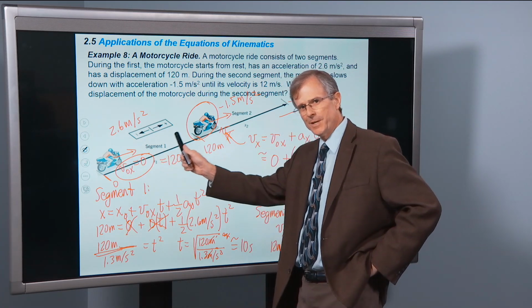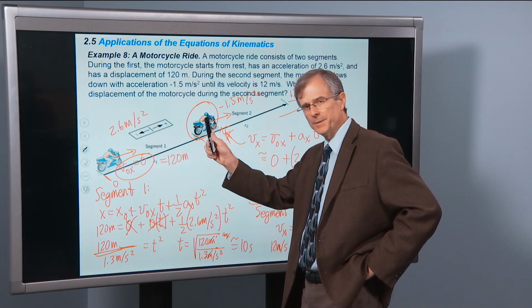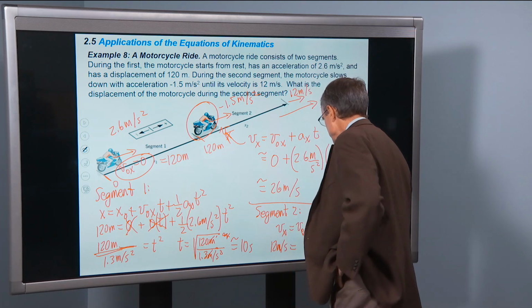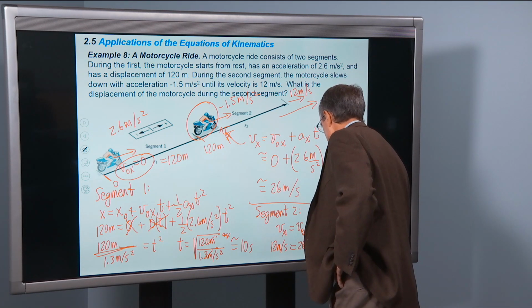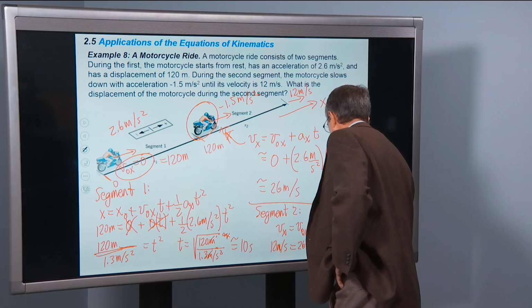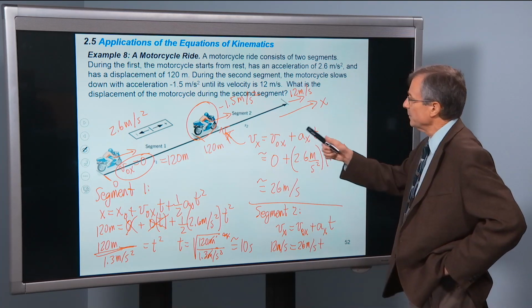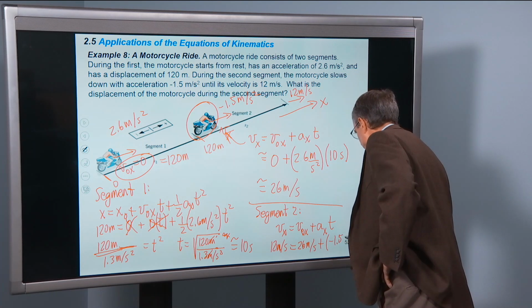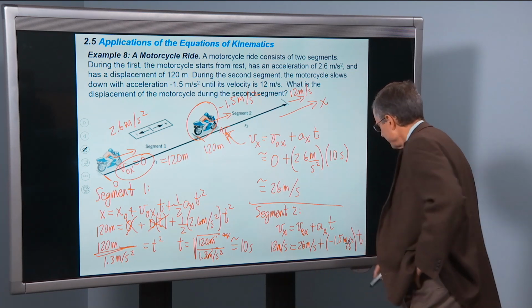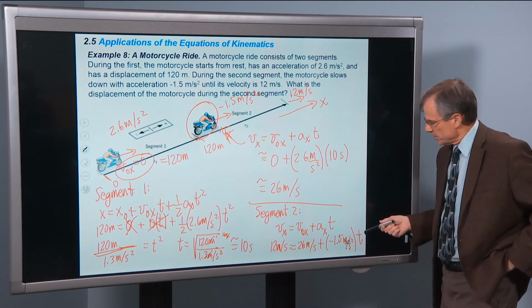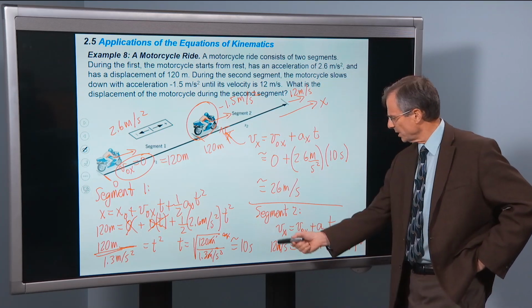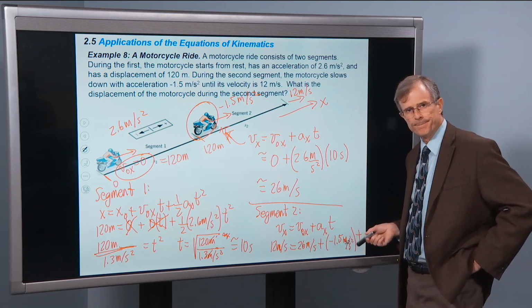So as he's accelerating in segment 1, he reaches some intermediate velocity, then he starts slowing down. And so this is going to be about 26. The acceleration during segment 2 is negative 1.5 meters per second squared times t. So to finish this problem, we're out of space, you can solve this equation for t.